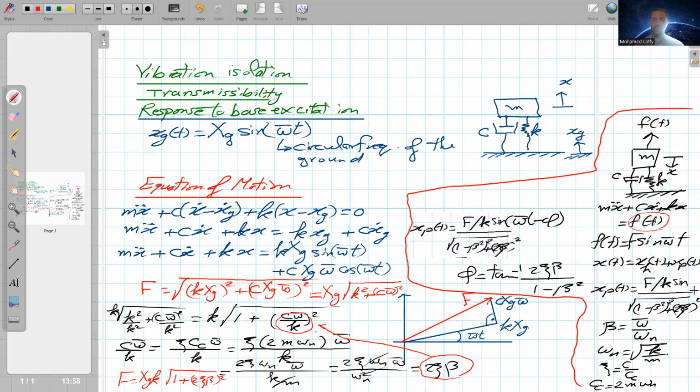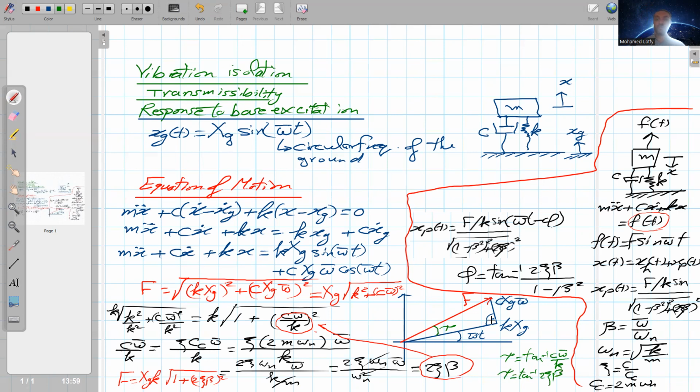This is the magnitude of the resultant force coming from omega bar t: the stiffness force resulting from the motion of the earth, and the damping force resulting from the motion of the damper. What about this angle psi? We can notice that psi is tan inverse of this term over that term, the opposite over the adjacent. Both have xg, so we cancel it, and it is tan inverse of C omega bar over K. But we have already proved that C omega bar over K equals zeta beta. So psi equals tan inverse of zeta beta.